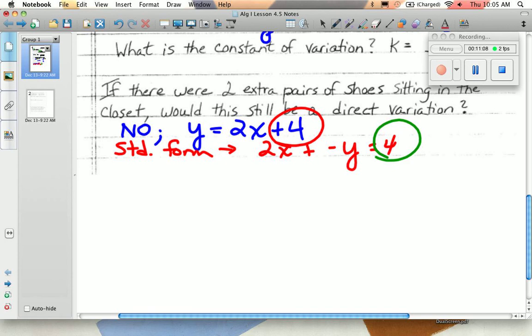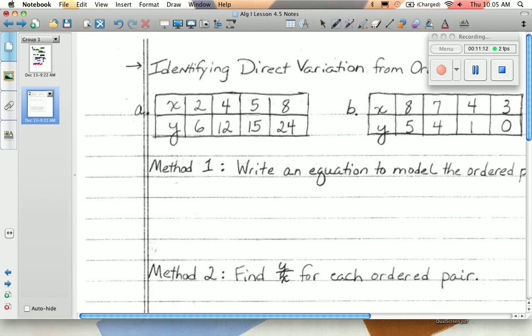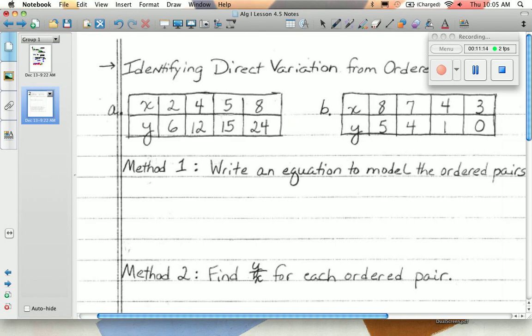Okay. So let's go to the back side and work on how we identify direct variation when we don't have any idea what the situation is about. We have this table of ordered pairs. How are we going to decide if it's a direct variation or not? We don't want to graph it. If we did graph it, how could we tell from the graph? Anybody know that? Yes? Have you figured that out from your SQ3R?